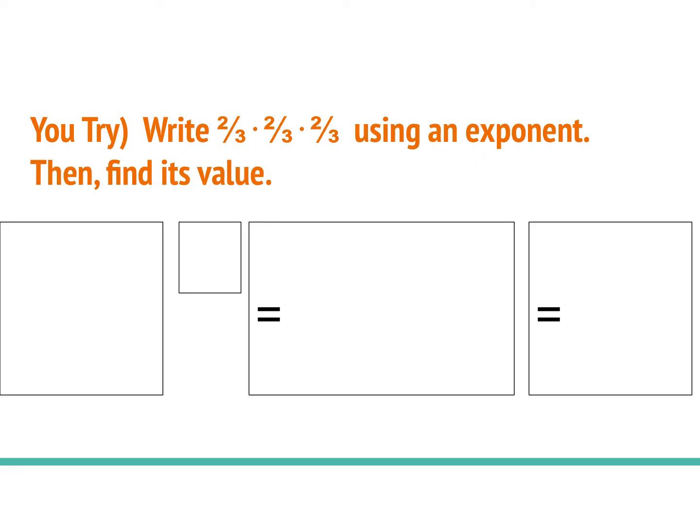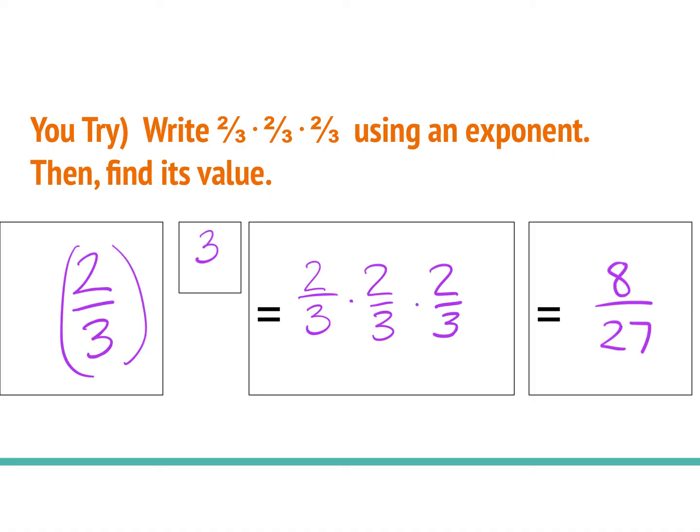This is a you try. Go ahead and write 2 to the third times 2 to the third times 2 to the third using an exponent, and then I want you to find its value. Go ahead and pause it now. All right, so you should have gotten 2 to the third. It's important to put the parentheses in there because sometimes it looks like the 2 is just being cubed. So we need to make sure that the fractions are all the way in the parentheses. Then you should have what they gave us, 2 to the third times 2 to the third times 2 to the third, and then we need to find the value. 2 times 2 times 2 is 8, and 3 times 3 times 3 is 27. So you should have gotten 8/27. And that is powers and exponents.